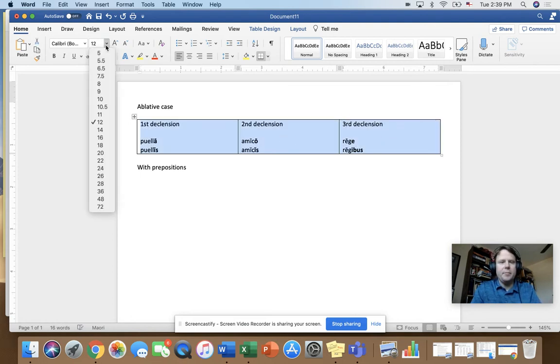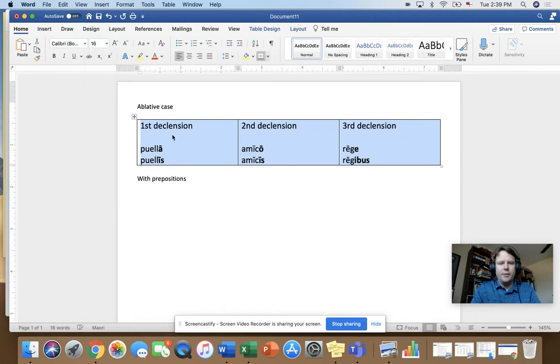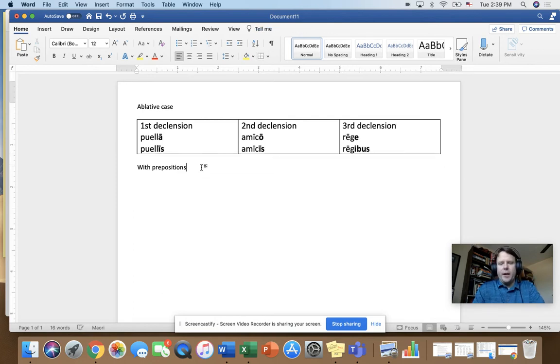In fact, I'm going to make that nice and big so we can see that really clearly. First declension, second declension, third declension. Nothing new there. Now, since stage 13, maybe 14, something like that, we have known that the ablative is accompanied by, or is the object of, certain prepositions in Latin, right? Ab, which we can shorten to a, de, ex, which we can shorten to e, pro, cum, in, sine, and sub. Ab, de, ex, pro, cum, in, sine, sub. They take the ablative case, right?